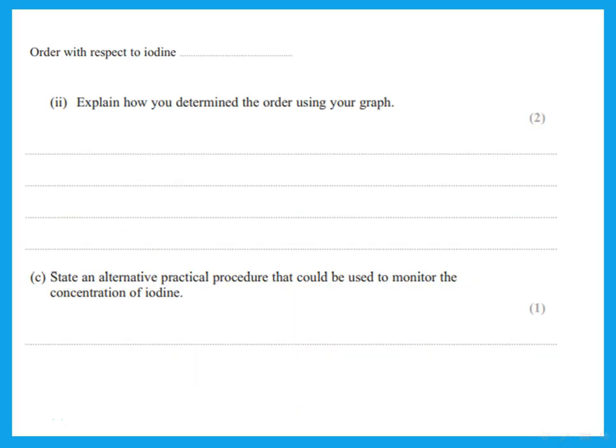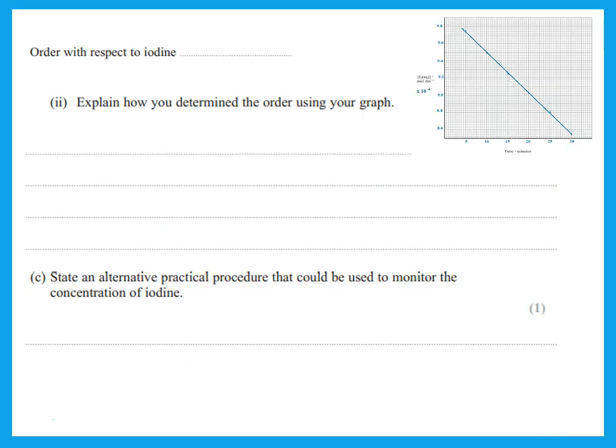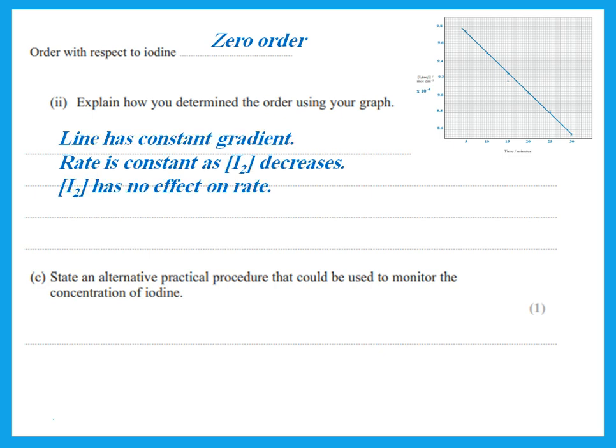Now, from this table, order with respect to iodine, again we said if it's a straight line going down like this, then it is zero order. That means the concentration of iodine does not affect the rate. It is just used up with time. Explain how you determine the order. We said the line has a constant gradient. This is how you explain it. The rate is constant. As iodine decreases, iodine has no effect on the rate.